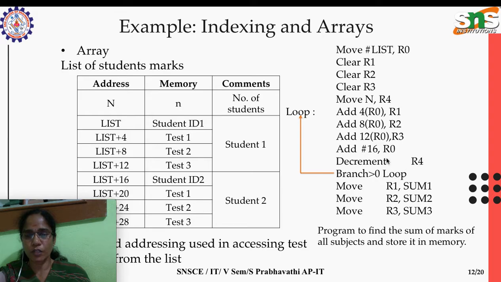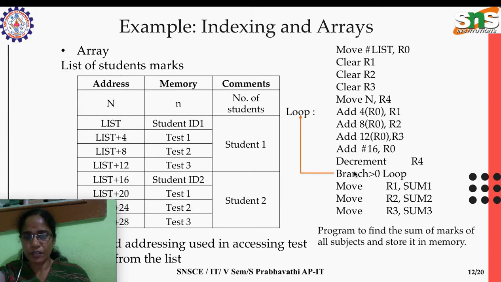So what we are doing is adding the constant 16 to R0. Since R0 was pointing to the list, list plus 16 points to the next student. Then we are decrementing R4, the number of students. Initially it is 2, now it is 1, so only one student is left.